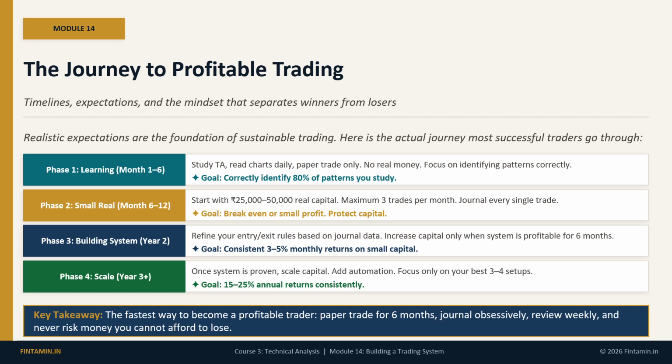Month 1 to 6. Study the charts. Paper trade only. No real money. Identify 10 patterns correctly on historical charts every week. Build your charting habit. Month 6 to 12. Start with 25,000 to 50,000 rupees of real capital. Maximum 3 trades per month. Journal every single trade. Goal: preserve capital and break even.